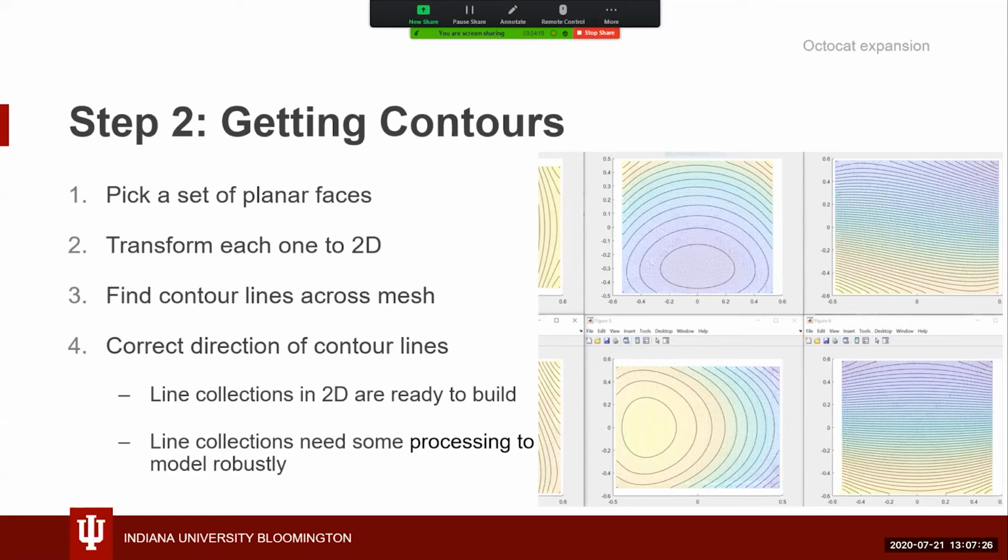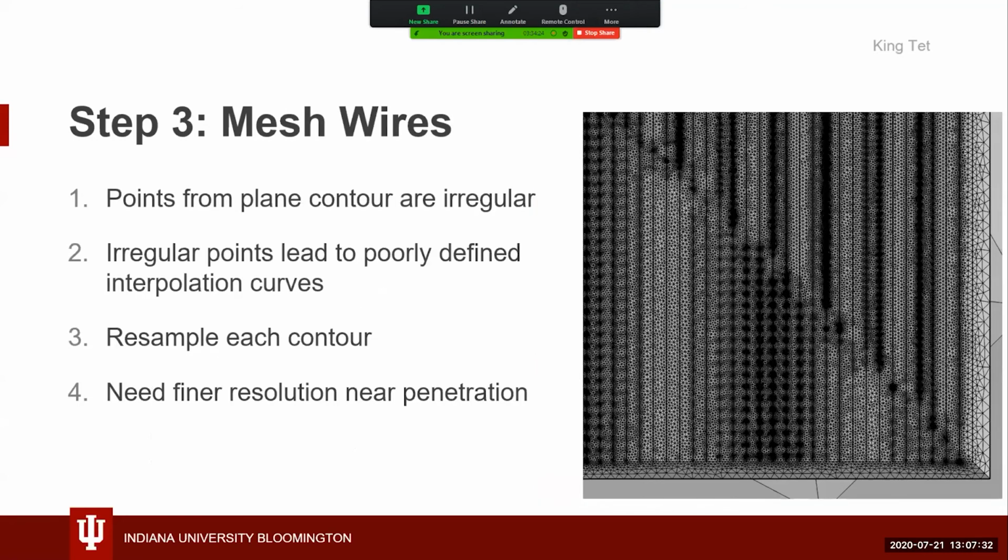The line collections themselves do need a little bit of work to model them robustly. The points that come out of the plane contour method are irregularly sampled. And so if you try to mesh them directly, you'll wind up with some meshing surface that looks like this thing on the right, where some of those points are clustered really closely and some are spread out, and that's going to be slow and tremendously computationally expensive to run.